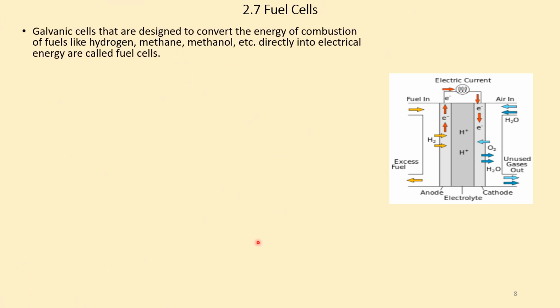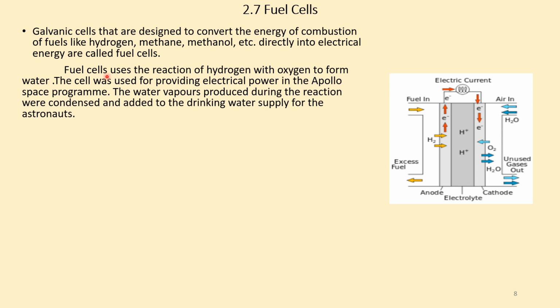Fuel cells. The galvanic cells that are designed to convert energy of combustion of fuels like hydrogen, methane, methanol, etc. directly into electrical energy are called fuel cells. Fuel cells use the reaction of hydrogen with oxygen to form water. The cell was used for providing electrical power in the Apollo space program. The water vapors produced during the reaction were condensed and added to the drinking water supply for the astronauts.